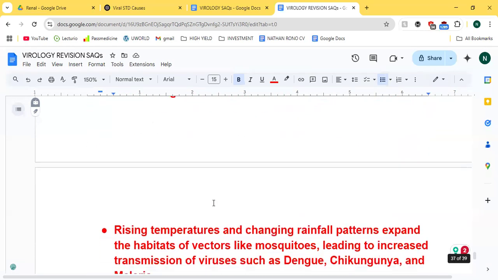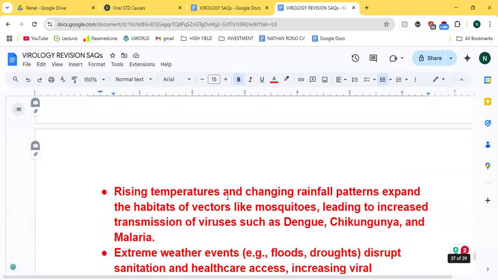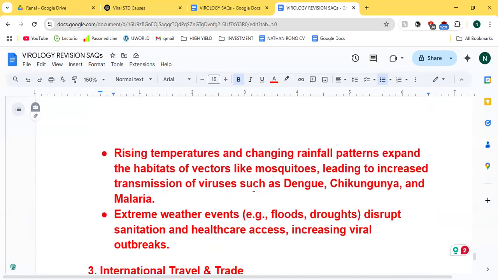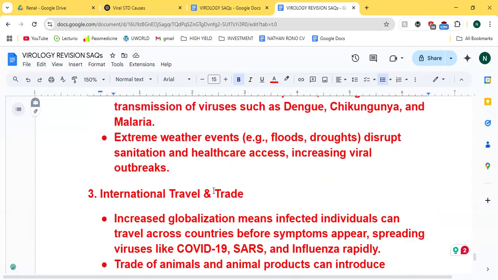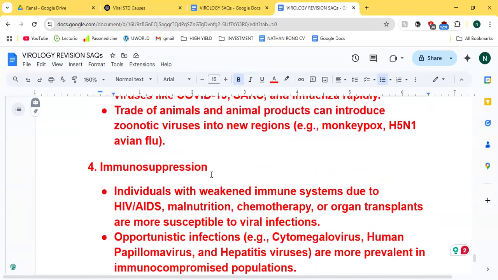Climate change, definitely. If there are floods, what will happen? Breeding for mosquitoes. International travel and trade, this is almost self-explanatory. Things like COVID-19 started from Wuhan, China. How did it reach Kenya? Because someone from Wuhan went to somewhere else, and eventually someone came back to Kenya. And that's how it spread.